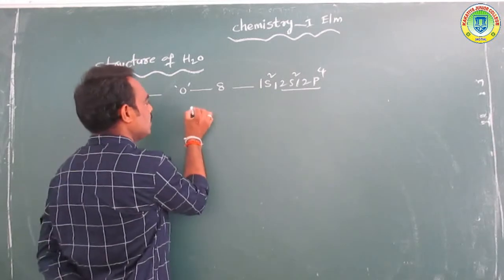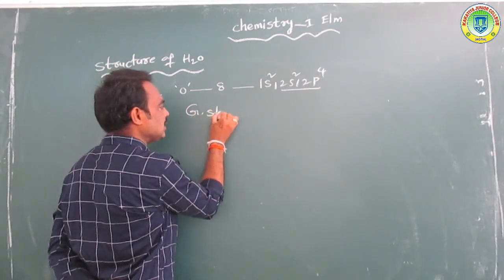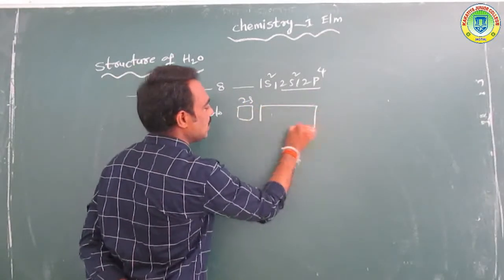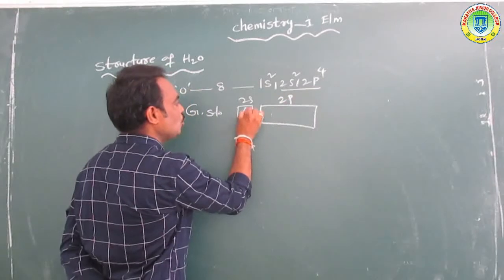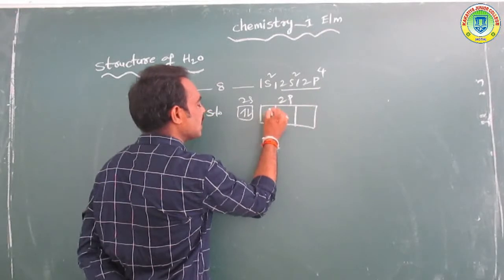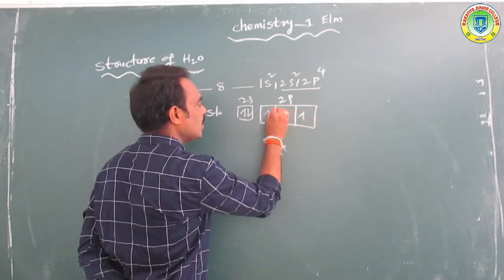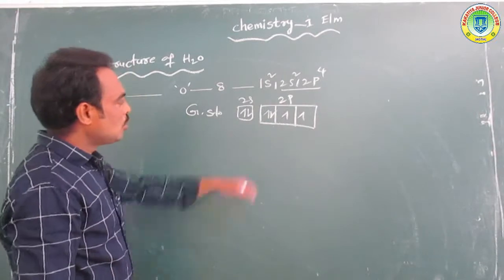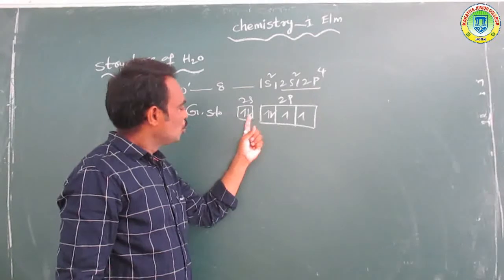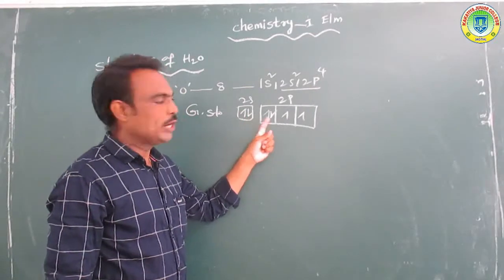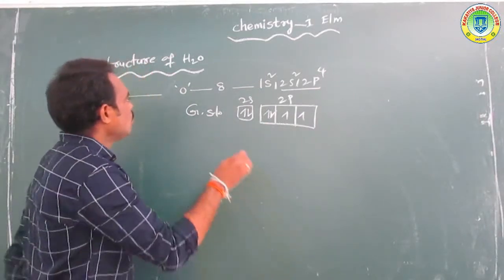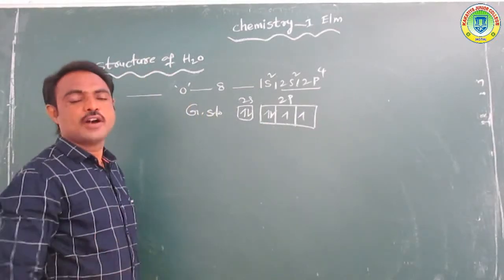Suppose it is the ground state. We write the 2s orbital and 2p orbital. The 2s orbital contains 2 electrons, and the 2p orbital contains another pair. So the outer shell contains 2 pairs and 2 single electrons. So how is it formed?